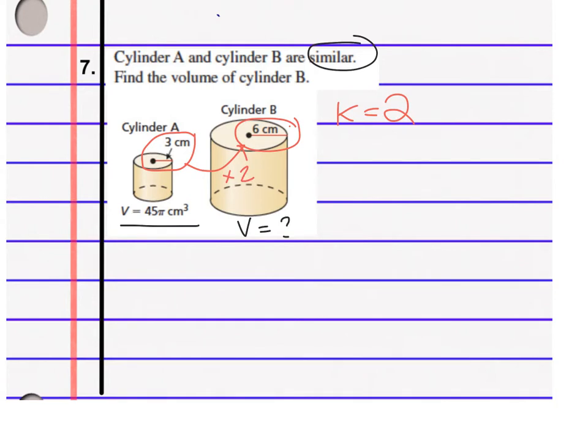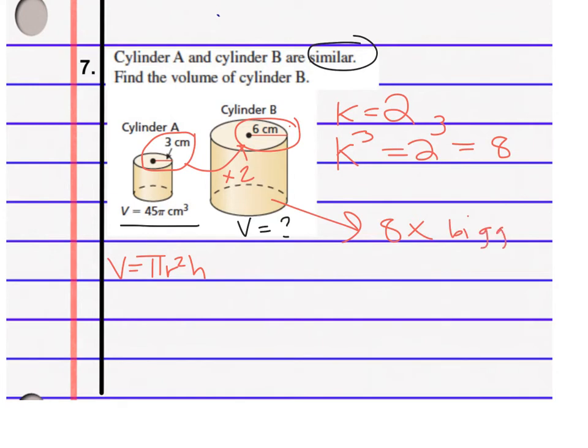So how are the volumes related? Instead of having to calculate all the volumes, pi r squared times height, and so on, let's take our scale factor and cube it. So let's do 2 cubed. 2 times 2 times 2. Please don't say 6. It is 8. So the volume of cylinder B, the bigger one, should be 8 times bigger.